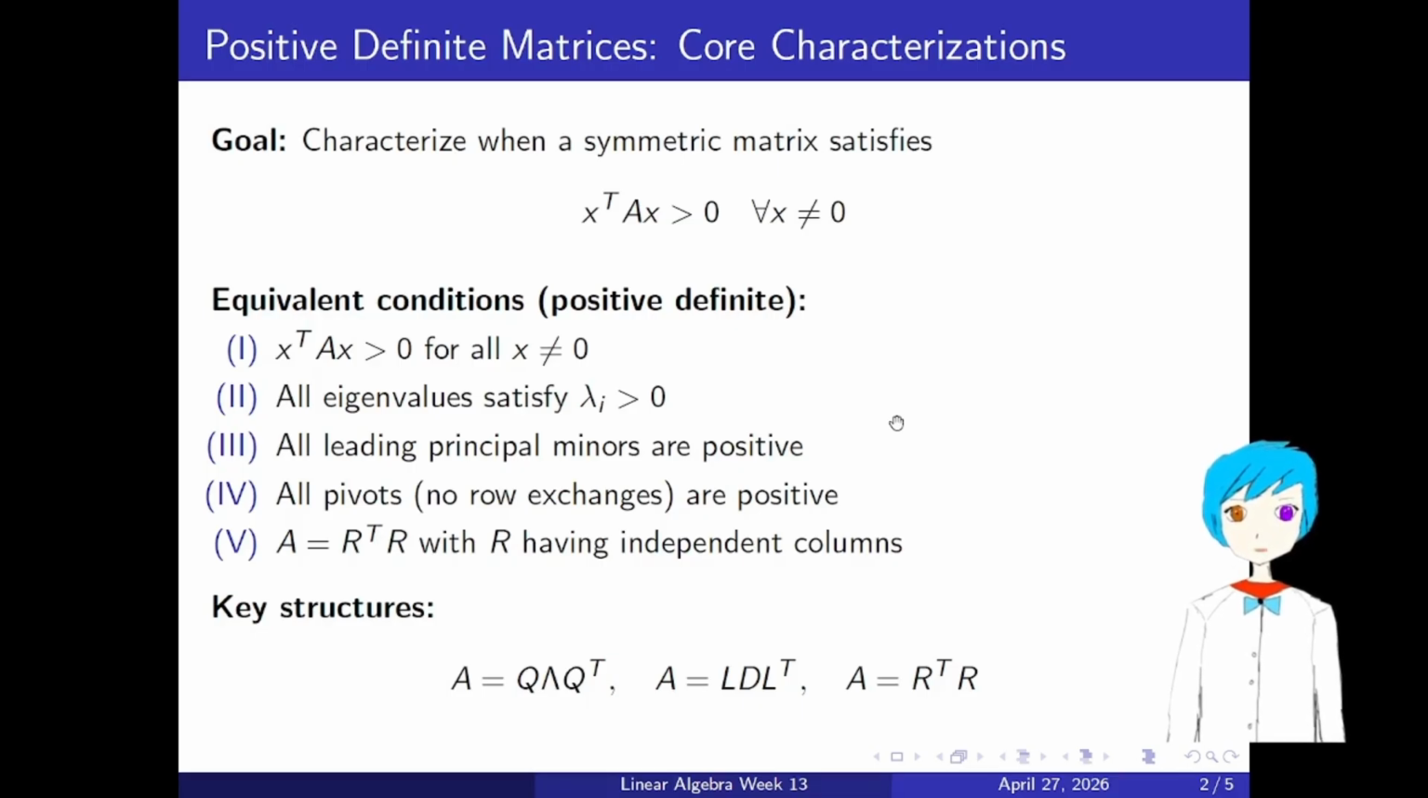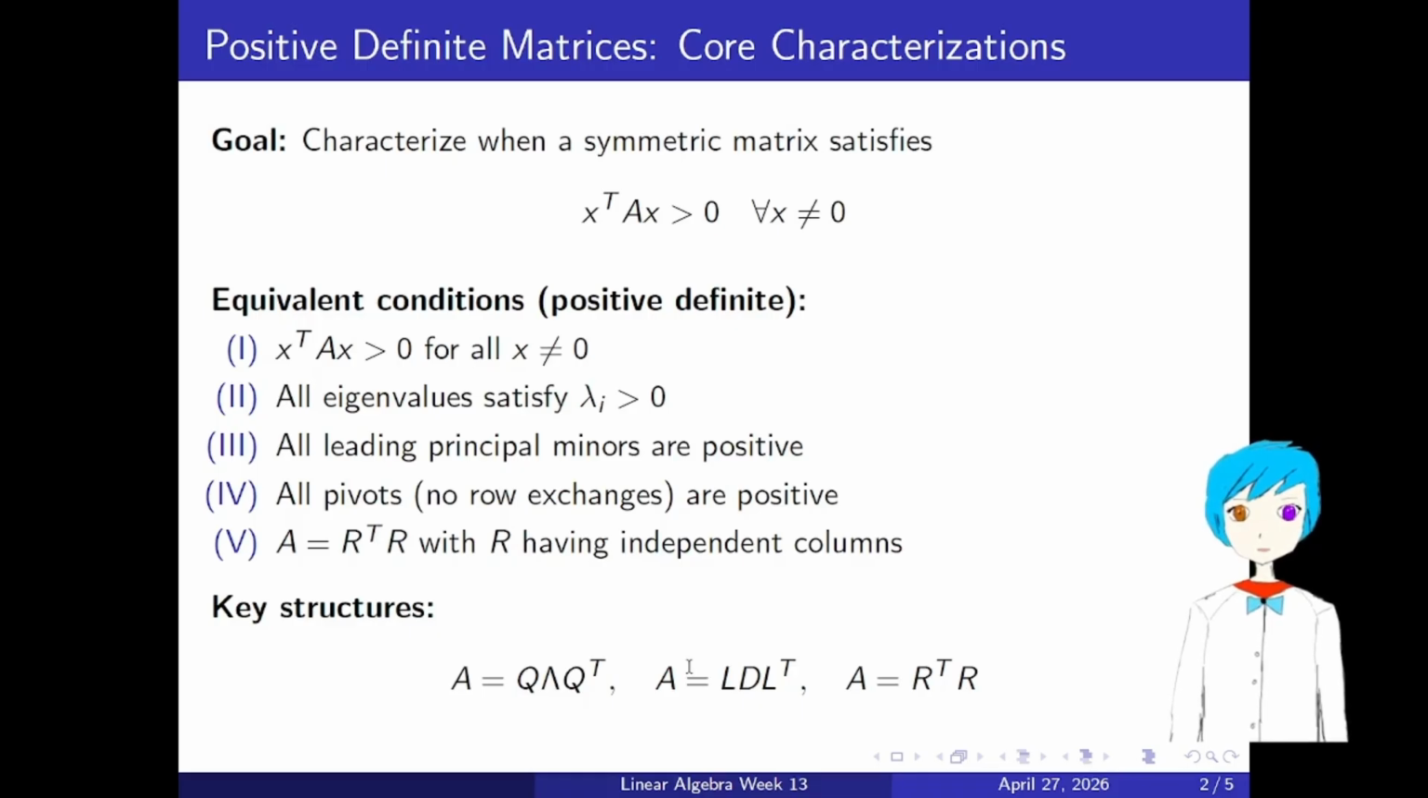The first condition, which defines a positive definite matrix, is equivalent to the matrix having positive eigenvalues and also the same as all leading principal minors being positive. A principal minor denotes the determinant of the first k by k block of the submatrix in the whole matrix. If all pivots without row exchanges are positive, then that's also equivalent to positive definiteness. Finally, a positive definite matrix can be decomposed as R transpose R, with R having independent columns.